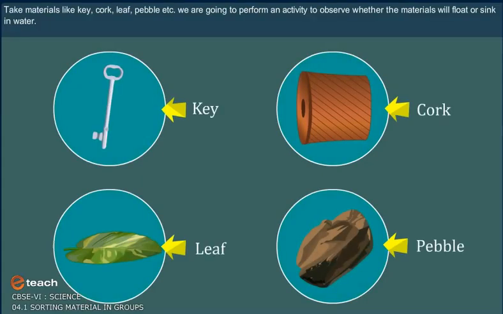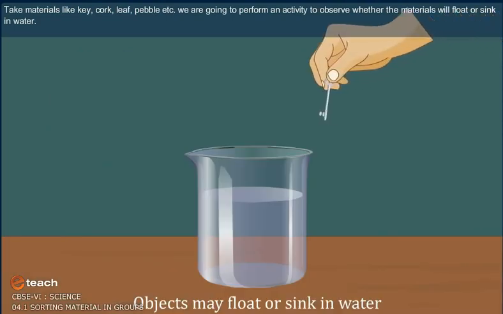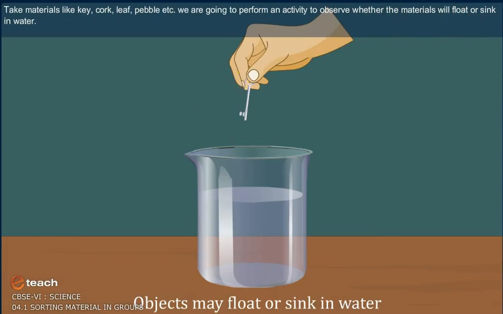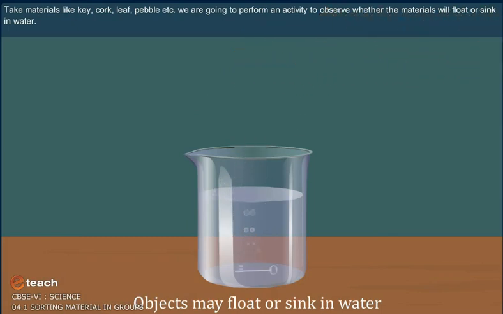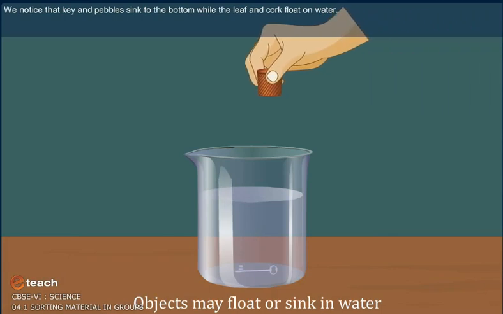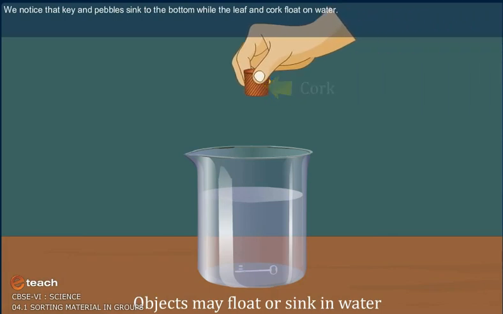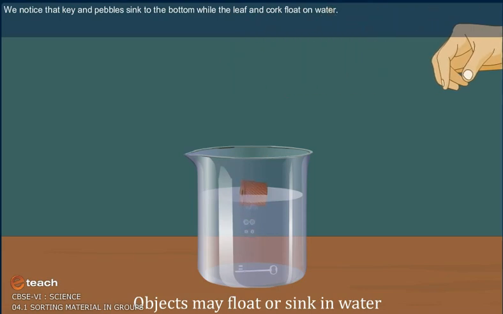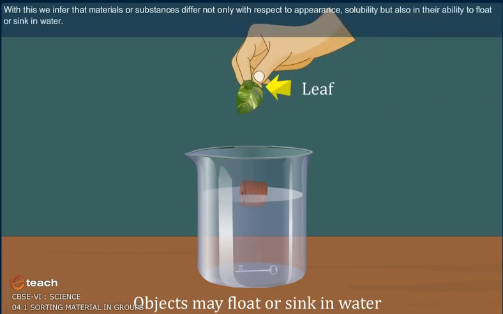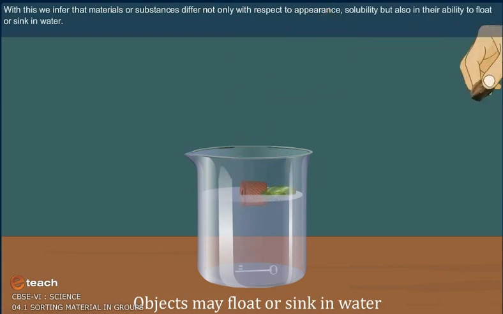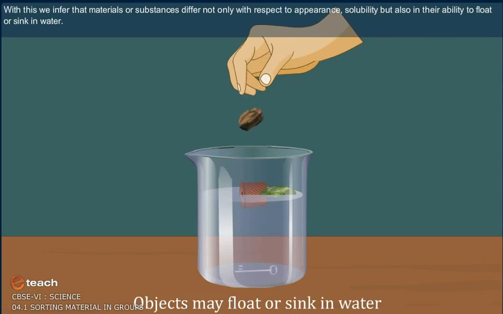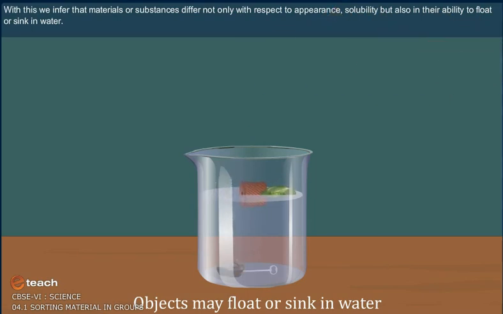Take materials like a key, cork, leaf, pebble, etc. We are going to perform an activity to observe whether the materials will float or sink in water. We notice that the key and pebbles sink to the bottom, while the leaf and cork float on water. With this we infer that materials or substances differ not only with respect to appearance and solubility, but also in their ability to float or sink in water.